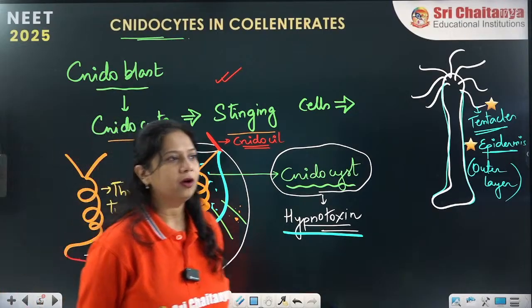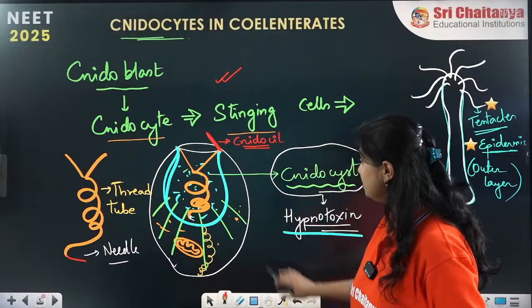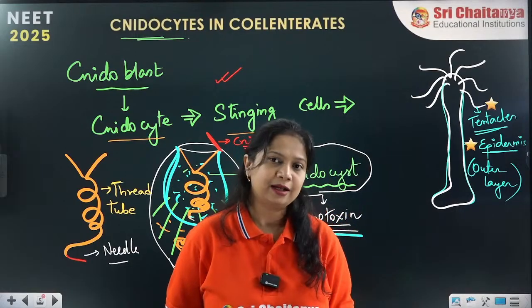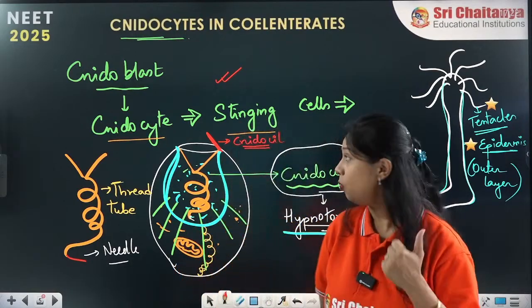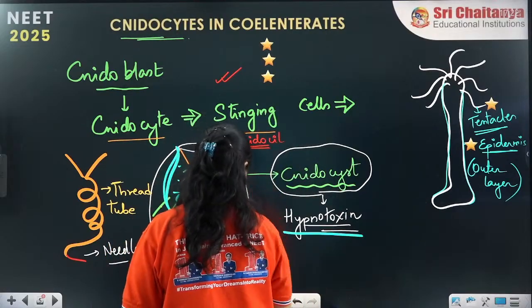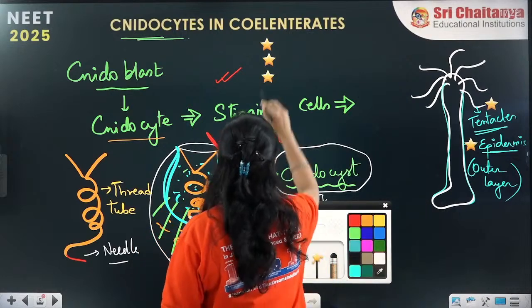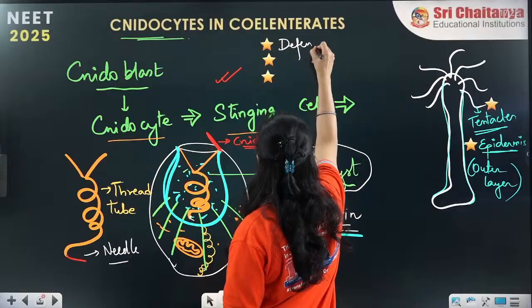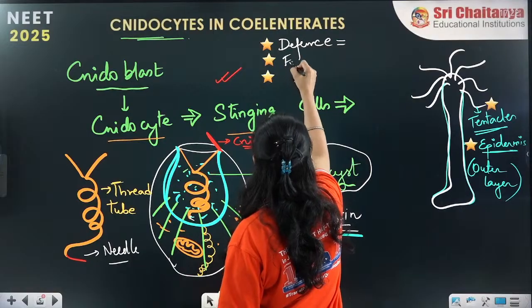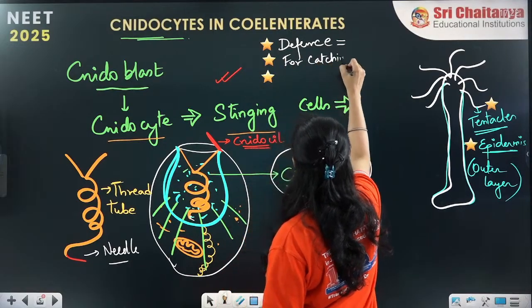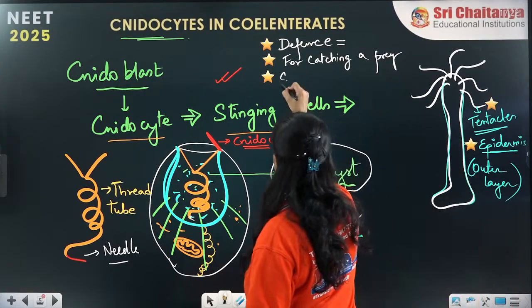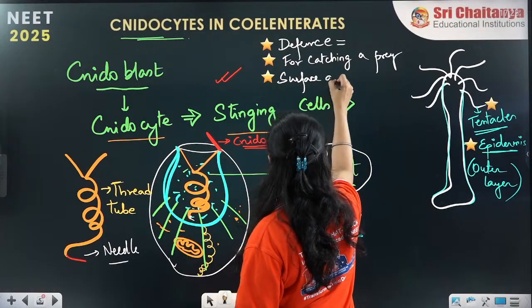Now these coelenterate organisms contain these cells on the epidermis and tentacles of their body surface. What are the functions? Their main function is, yes, 3 functions. These cnidoblasts help in defense, that is for their own protection, for catching prey or attacking prey, as well as for surface attachment.